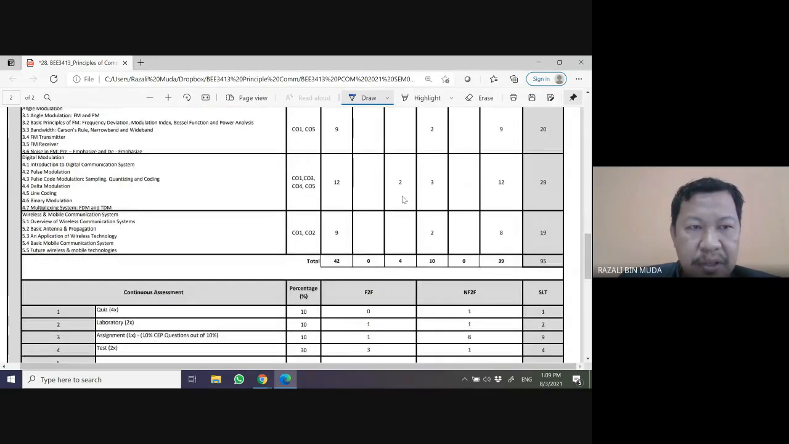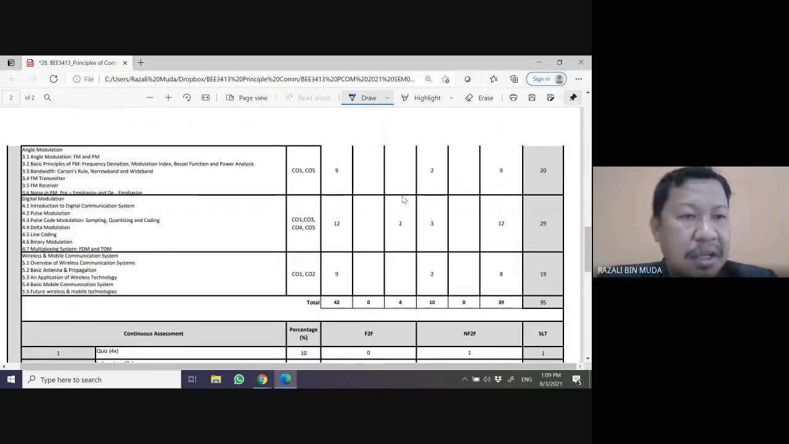Okay. The third chapter is about angle modulation, and it has 6 subtopics. The first is a brief introduction to angle modulation, either FM or PM. FM is frequency modulation, PM is phase modulation. Okay, then we will discuss further about FM, frequency modulation, in terms of frequency deviation, modulation index, Bessel function, and also power analysis.